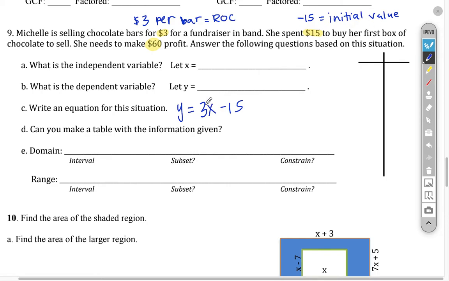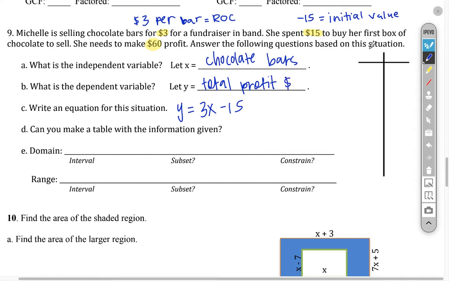So we can look here and see that 3 times x, this x is going to be how many chocolate bars we sell. So x is our chocolate bars. And then y would be our total profit in dollars.